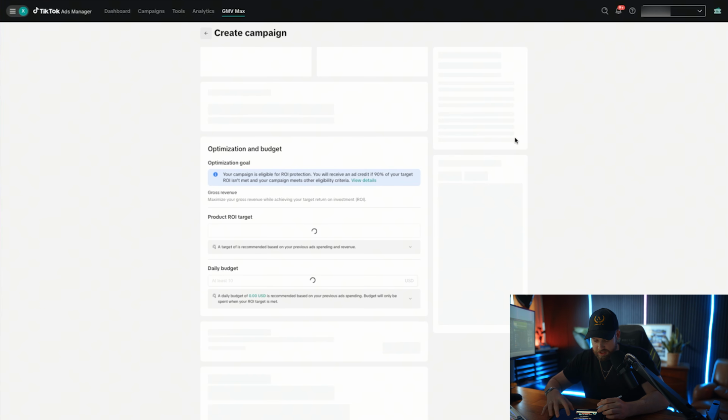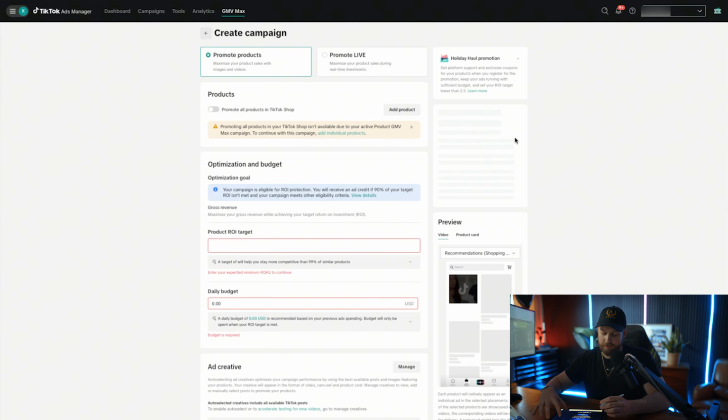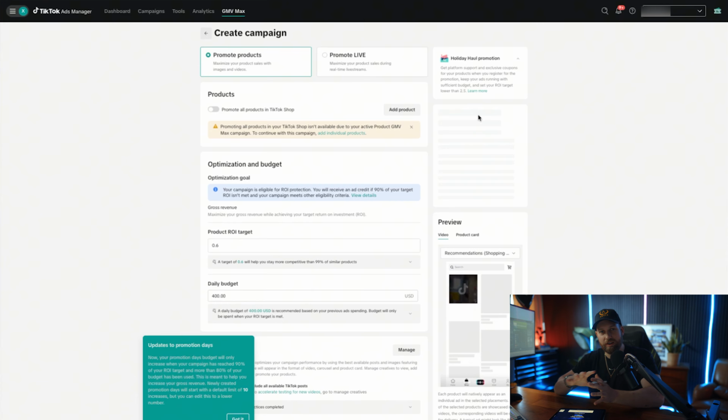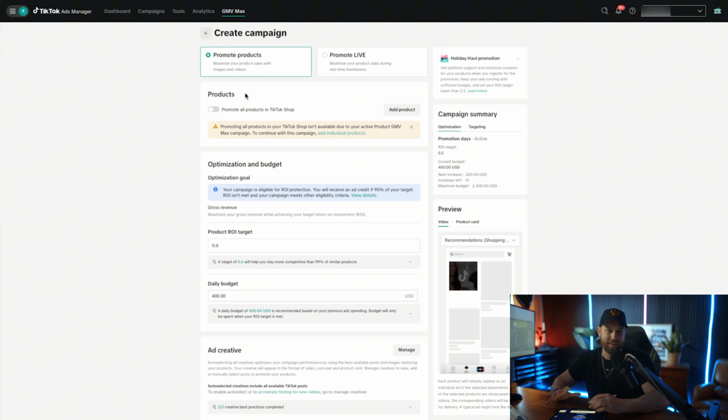TikTok has made this so simple. So it's really not a whole lot of overthinking. It's not like running Facebook ads on Reddit. There's not really a ton of strategy inside of the setup phase because they help you make it easy, right? They make it easy for you. So the first thing you want to see at the top is products. Promote all products in your TikTok shop.